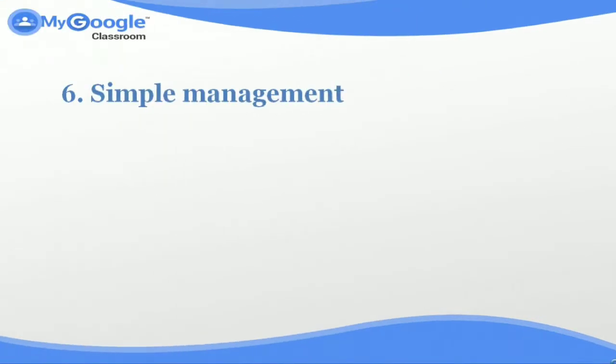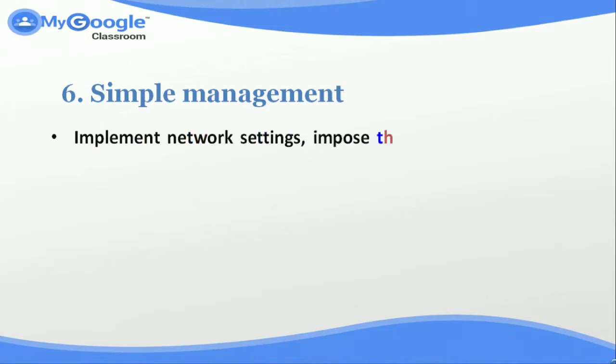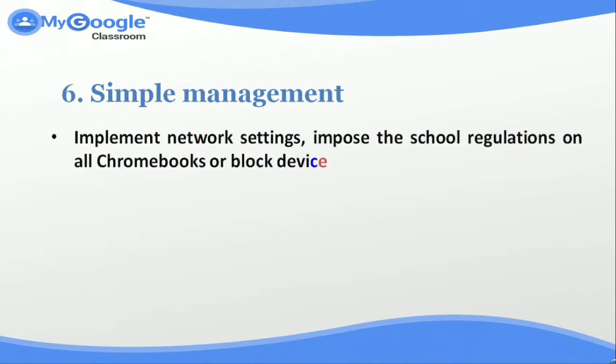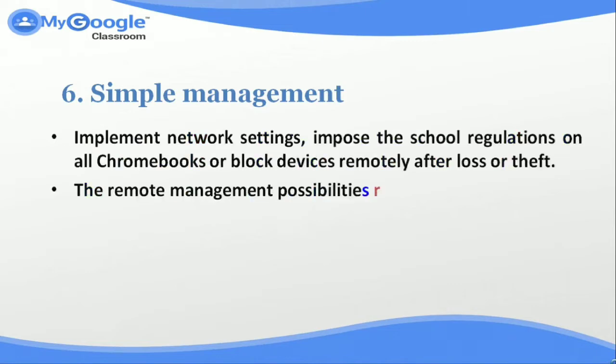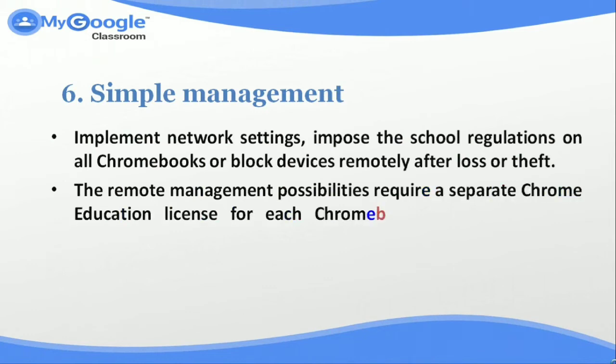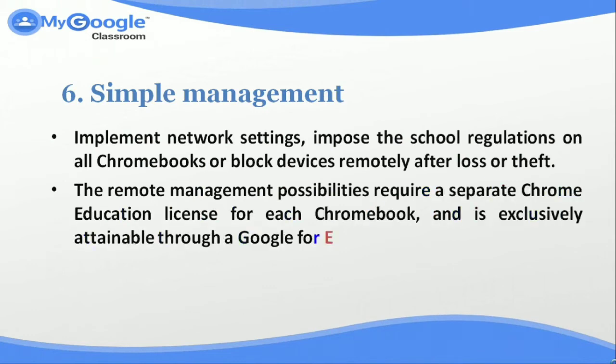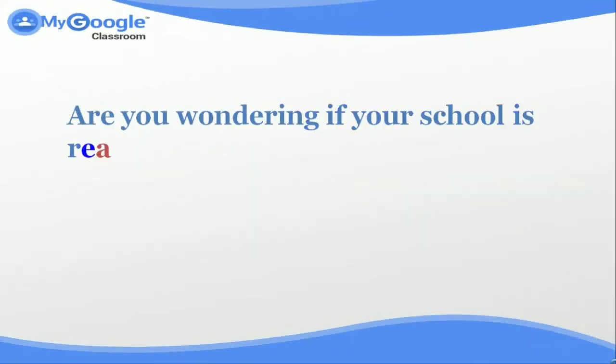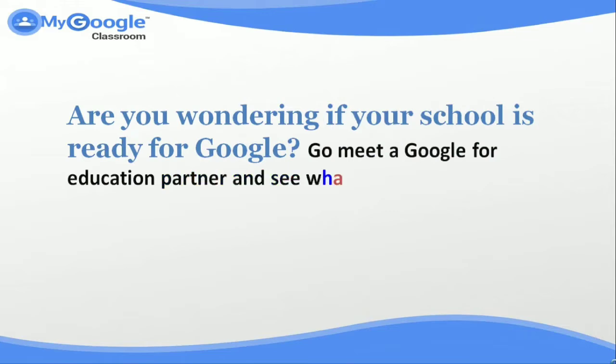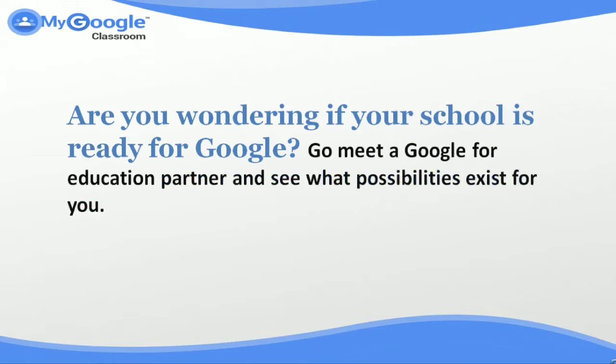Number 6. Simple management. Implement network settings. Impose the school's regulations on all Chromebooks or block devices remotely after loss or theft. The remote management possibilities require a separate Chrome Education license for each Chromebook and is exclusively attainable through a Google for Education partner. Are you wondering if your school is ready for Google? Go meet a Google for Education partner and see what possibilities exist for you.